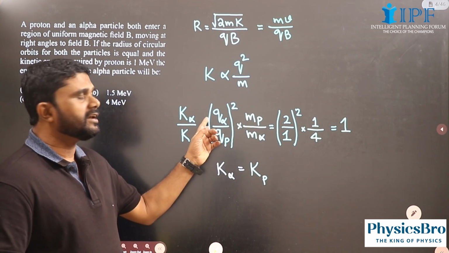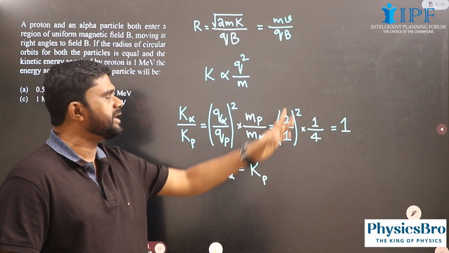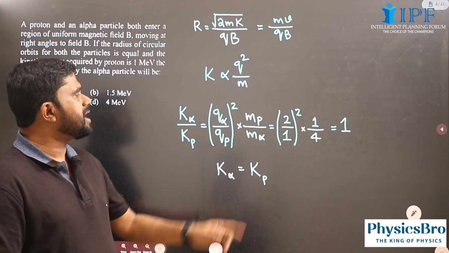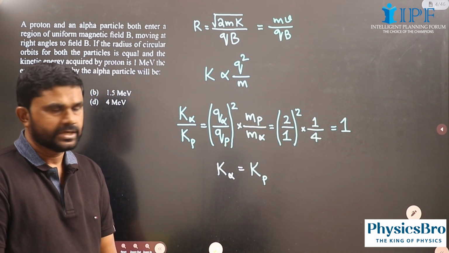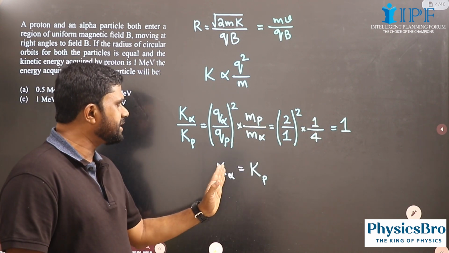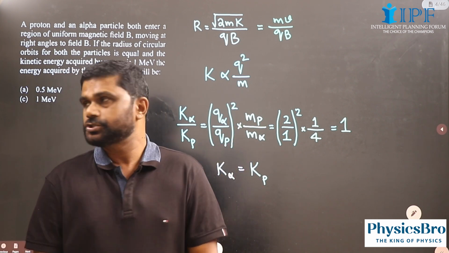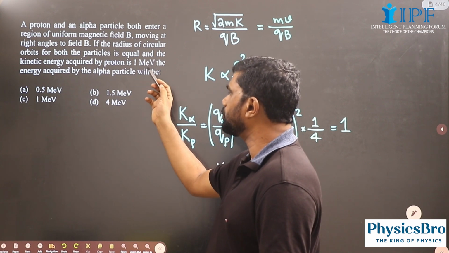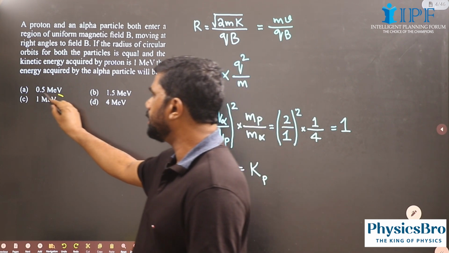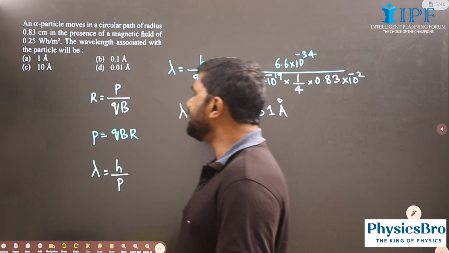Charge of the alpha particle is 2 units and charge of the proton is 1 unit. So it will be 2 by 1 whole square. Mass of the proton is 1 unit and mass of the alpha particle is 4 units. So we will get 1, or the kinetic energy of the alpha particle is equal to the kinetic energy of the proton. So the alpha particle kinetic energy must be equal to that of the proton, that is 1 mega electron volt. So this must be the correct option. Now let's see what we have next.